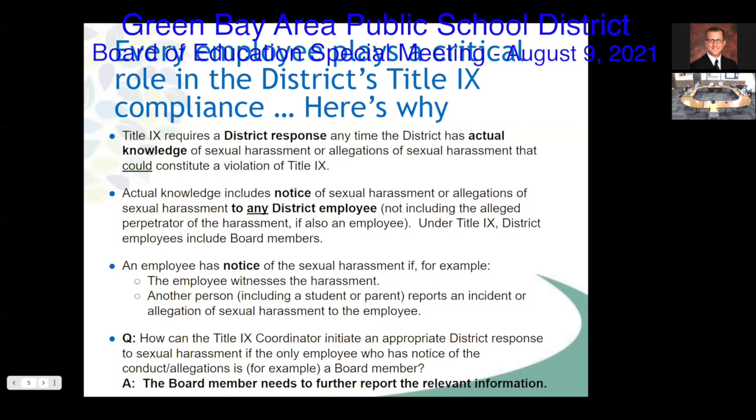So once an employee has notice of the sexual harassment, for example, they would have notice if the employee witnesses the harassment or another person such as a student or another employee or parent, some member of the public, reports an incident or allegation of sexual harassment to an employee. So that raises the important question. How can I, as the Title IX coordinator, initiate an appropriate response to sexual harassment if the only employee who has notice of the conduct is, for example, you as a board member? That's simple. You need to further report it.